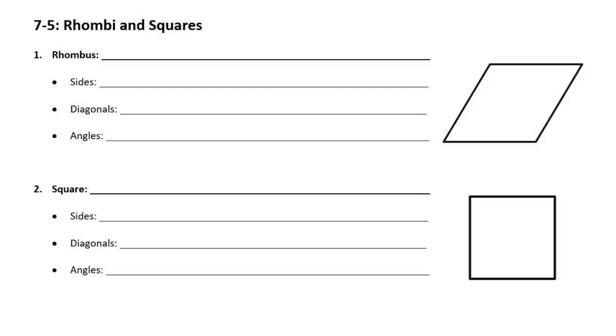So I'd have a flashcard for parallelograms. I would have a flashcard for rectangles. Today we're adding 2 more. We're adding the rhombus and the square to this, so I would have a flashcard for rhombus and a flashcard for square.